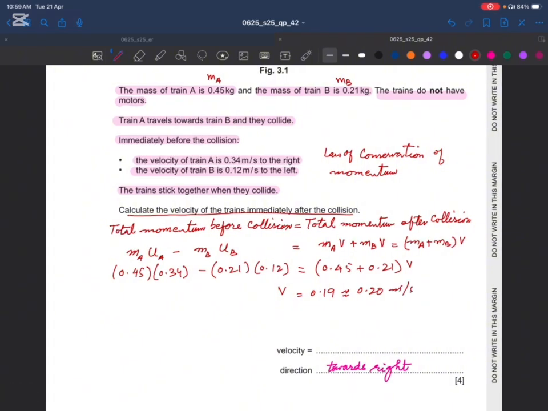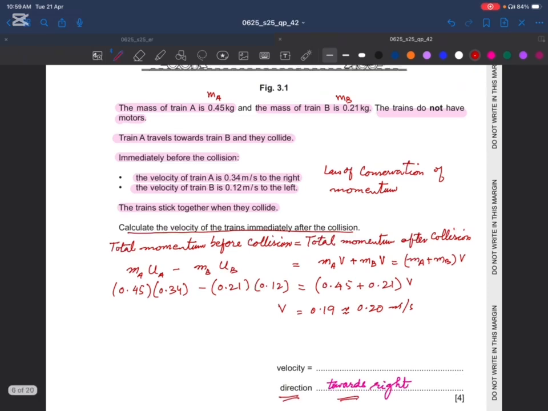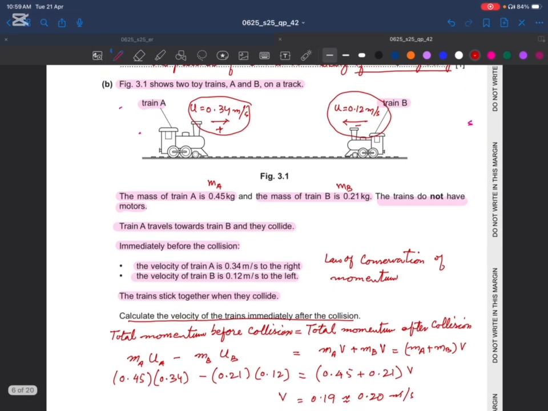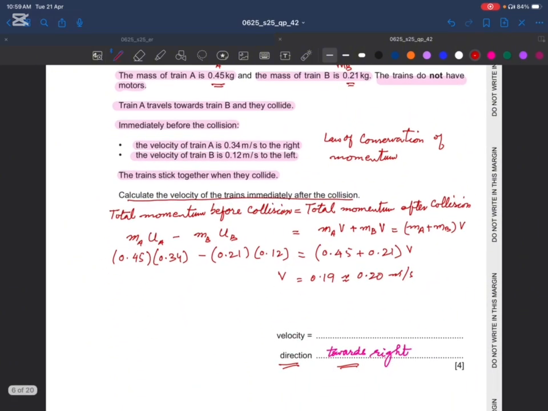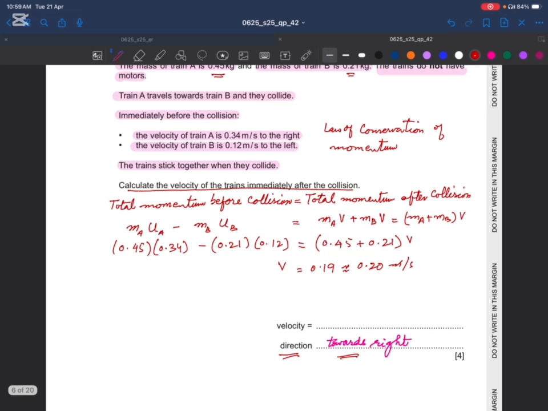And obviously, as far as the direction is concerned, this is towards right because the mass of the train A is greater than the mass of train B. So what will happen? The ultimate direction will be towards right. So you can write the answer in this way, 0.20, and the direction is obviously towards right.